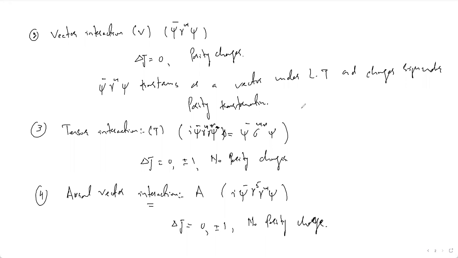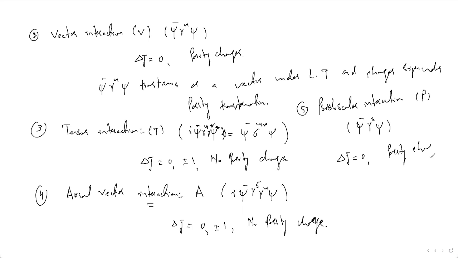Then we have the fifth one, which is the pseudo-scalar interaction. What is the pseudo-scalar interaction? We represent it by P, and it is psi bar gamma 5 psi. Here delta J is 0 from the selection rule, and the parity will change. You have to remember all these interactions for this particular case.